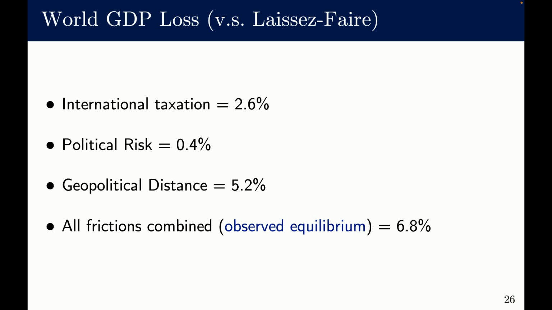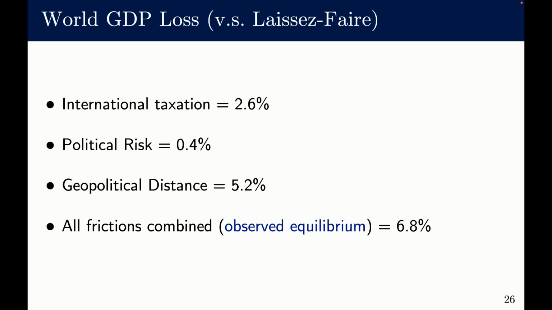The first and most obvious counterfactual you want to run is to find out what happens when you introduce these wedges from a laissez-faire benchmark. So you start in a world with no frictions, you introduce the wedges, how much world GDP do you lose? International taxation alone reduces world GDP by 2.6%, okay? What about political risk? Political risk costs about 40 basis points of world GDP, and geopolitical distance between countries, that's the delta dist wedge, costs about 5.2% of world GDP.